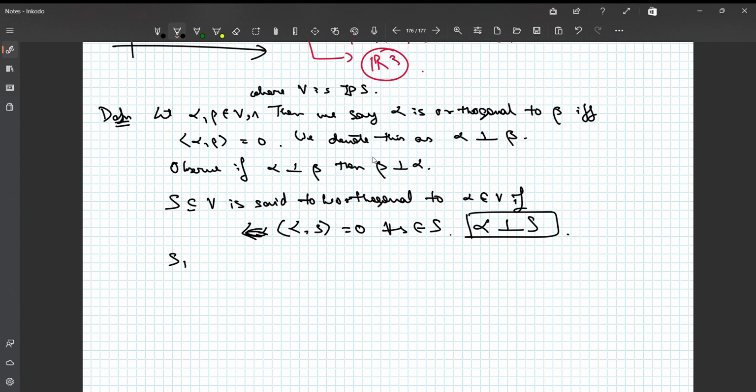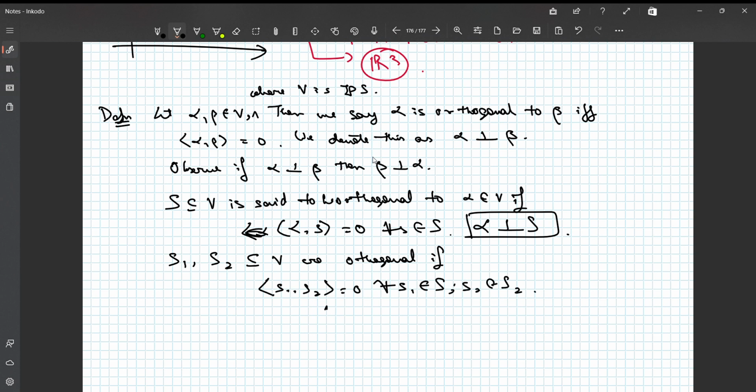Further extending this concept, we can also say that S1 and S2, both in V, are orthogonal if the inner product of small s1 and small s2 is 0 for all small s1 from capital S1 and small s2 from capital S2. In this case, we use the notation S1 perpendicular to S2. Clear?